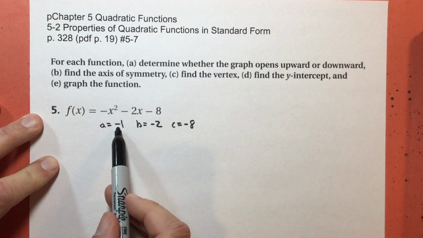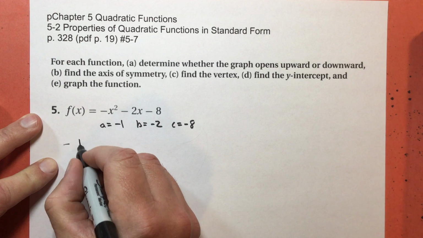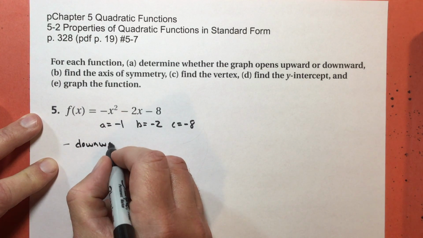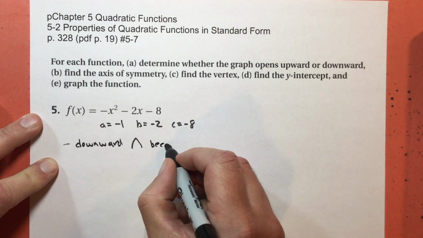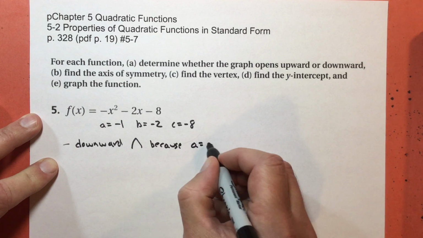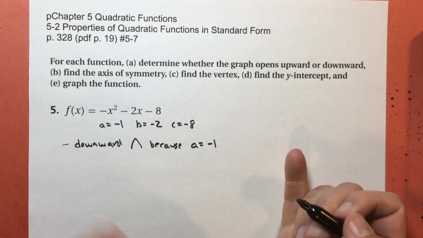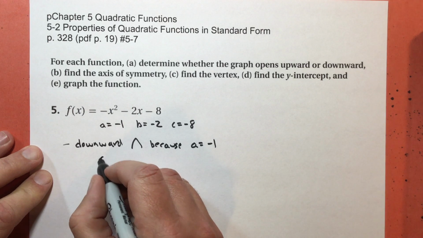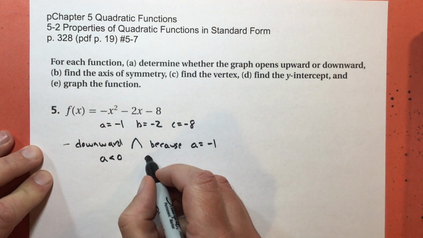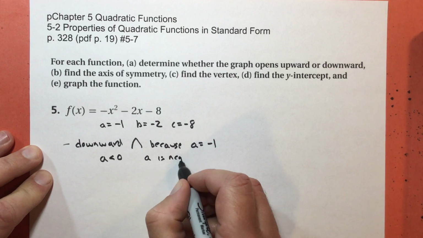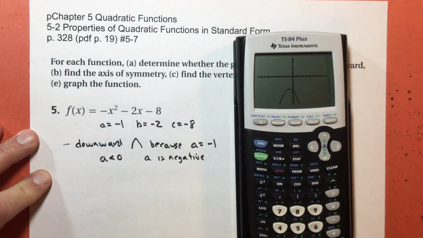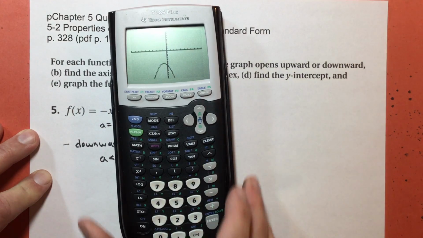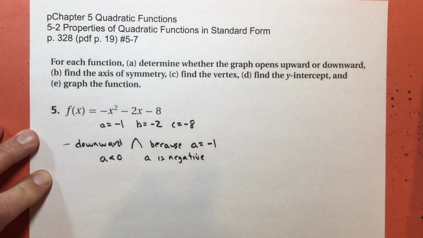First thing, my a is negative 1, so that means that my graph is going to open downwards. So it is a frowny face and looks like that. The reason is because a is negative. It's negative 1. You can also say because a is less than 0, or you can just say because a is negative. Any one of those things are good enough for me, just as long as you tell me you know why it goes downward. Now let's look at our graph. Can you guys even see that? There it is. It does open downward, so yay.